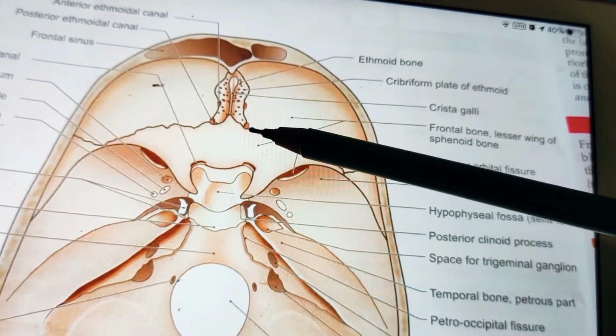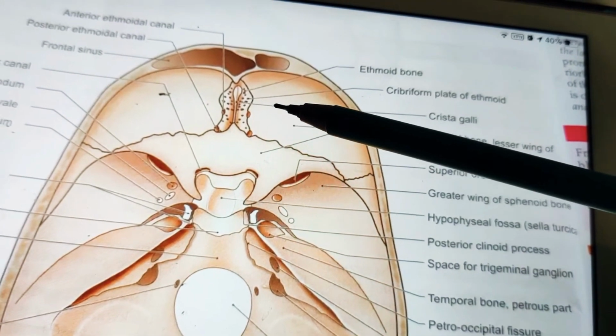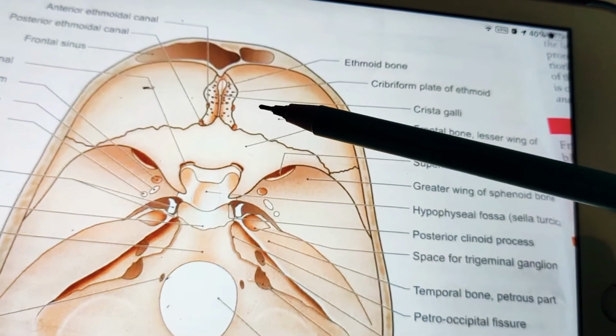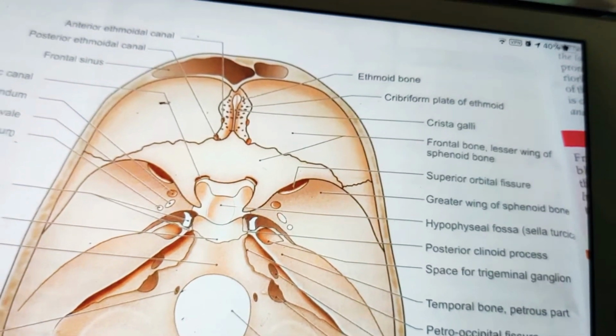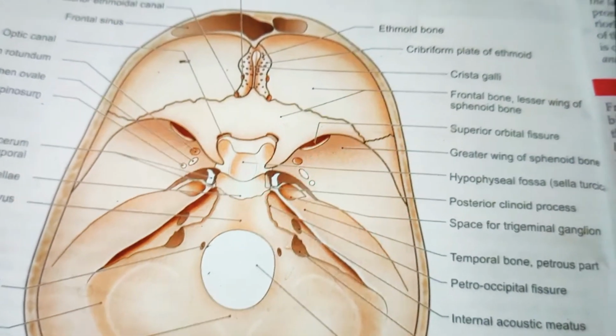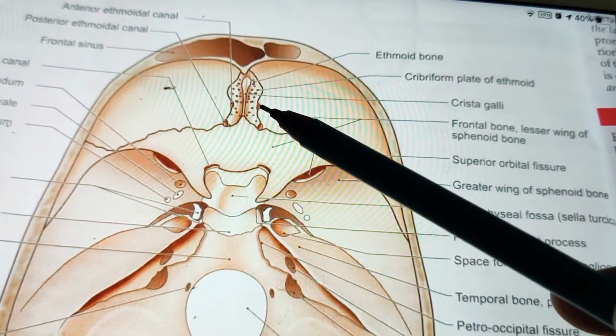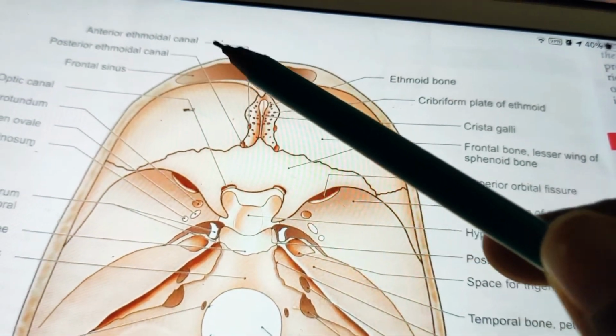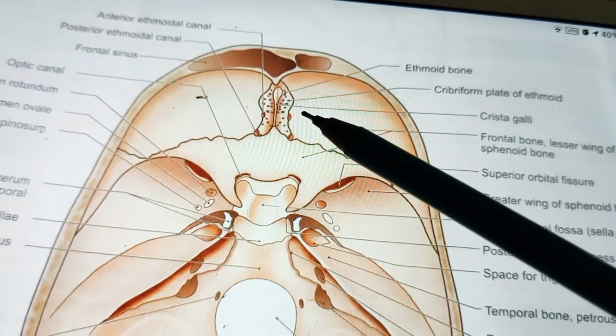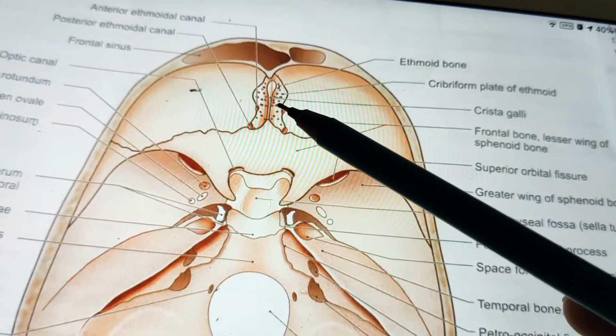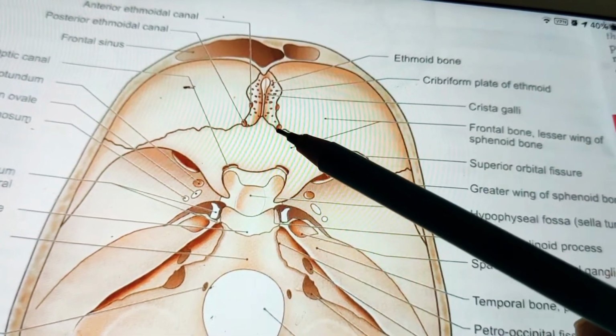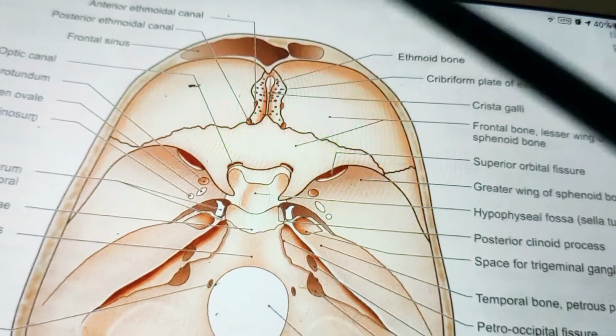This lateral side of ethmoid is also called the labyrinth of ethmoid bone. In the suture between them presents the anterior ethmoidal canal. So in between this suture you can see a canal that is called the anterior ethmoidal canal. The anterior ethmoidal canal is present on the lateral side of ethmoid bone. The posterior ethmoidal canal is present on the posterior side of ethmoid bone.